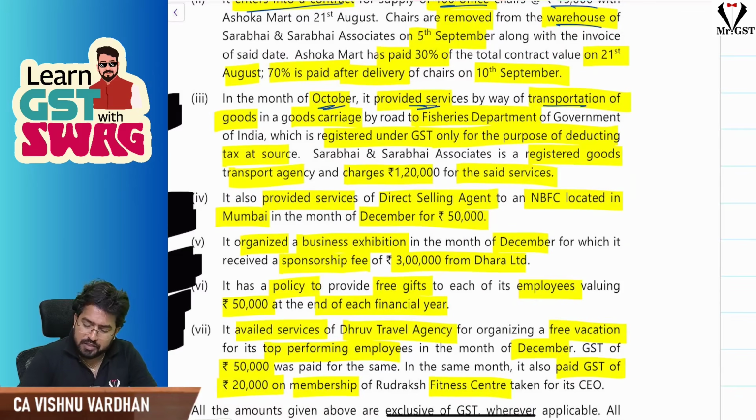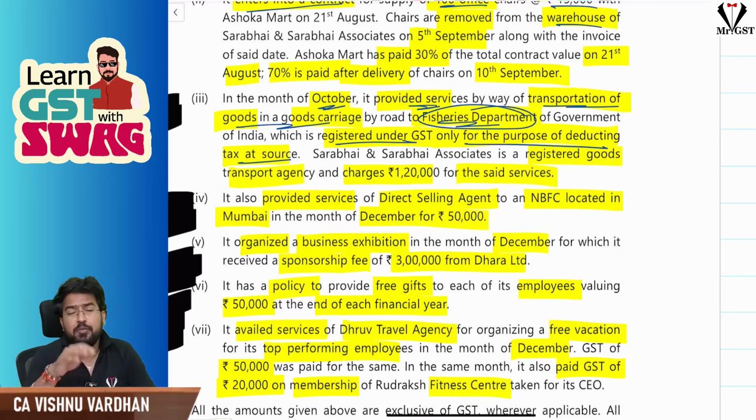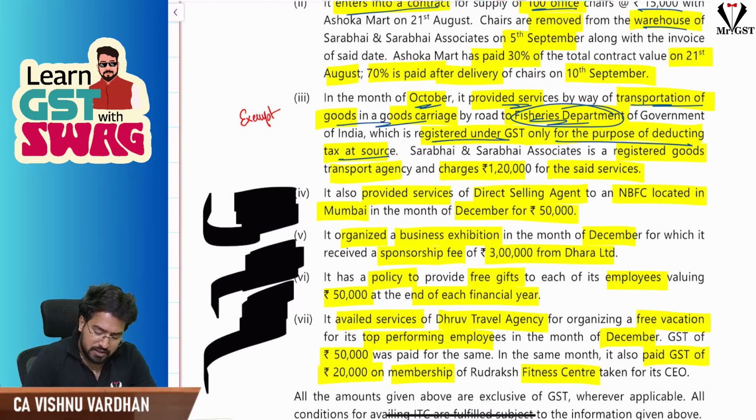In October, it has provided services to Fisheries Department, transportation of goods. And this Fisheries Department is registered under GST only for the purpose of deducting tax at source. And if you remember, GTA services provided to Section 51 entities who got registered only for the purpose of Section 51 is exempt under GST, if you remember that.